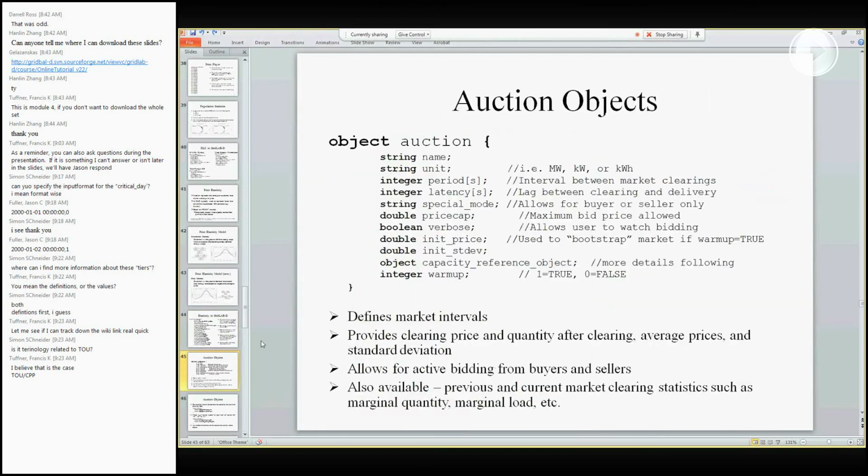So a little bit more about the specific objects. In this case, now we're going to get into the auction. Some of this might be a little bit overkill, because in the end, a lot of what I would recommend doing with these devices, especially since these are by far some of the most complicated devices that we have in GridLAB-D.